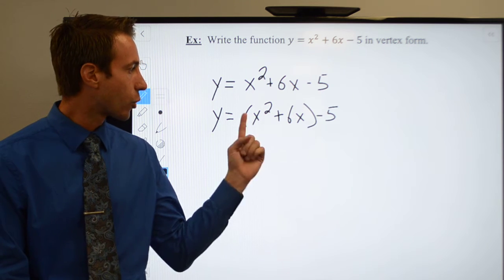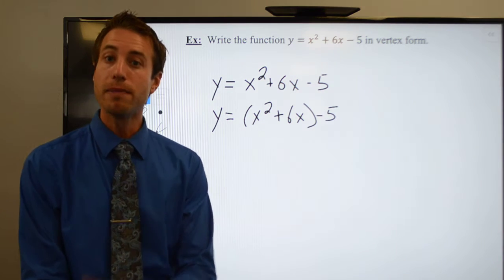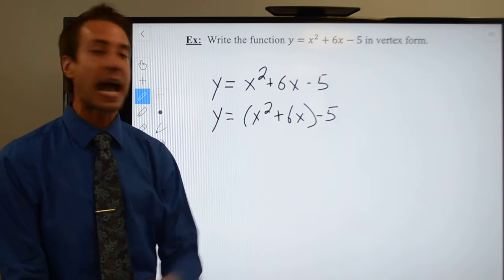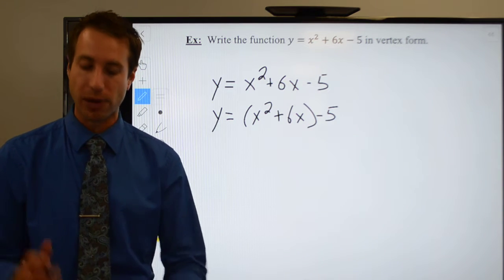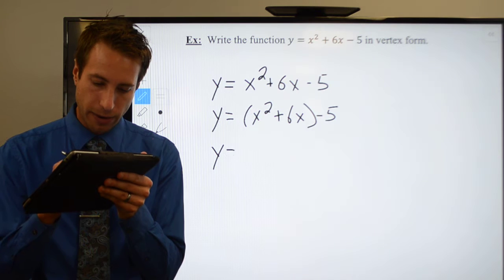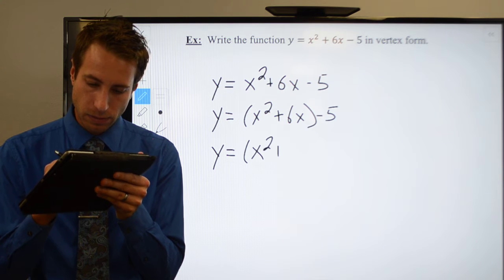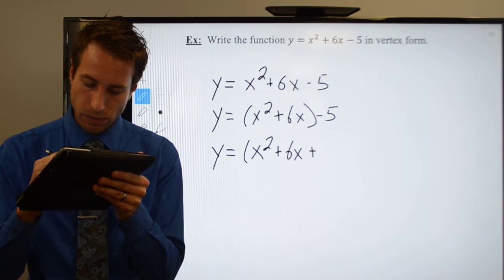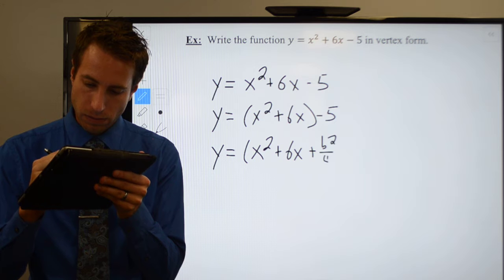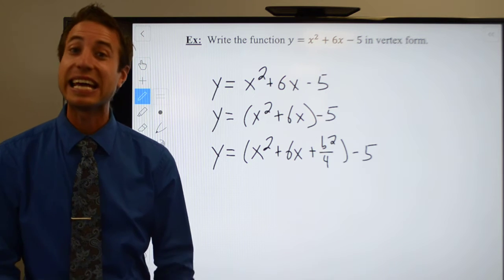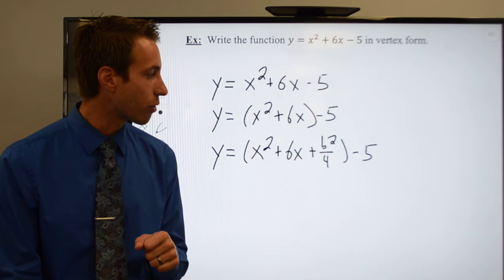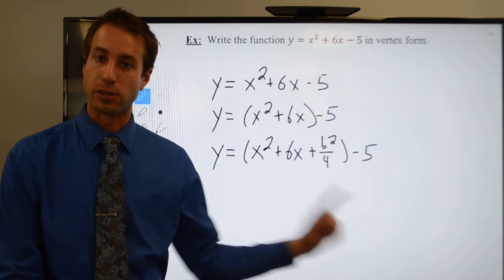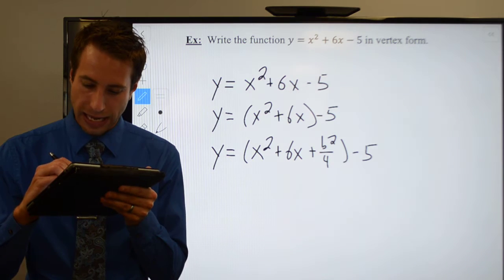Now, in order to complete the square, I need my leading coefficient to be a 1, and it is. So I'll just simply add b squared over 4 inside the parentheses to complete the square. And to maintain equality, since I added b squared over 4 inside the parentheses, I'll subtract b squared over 4 on the outside.